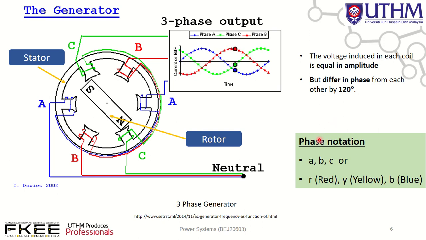For the phase notation, sometimes we use phase A, phase B, and phase C for three-phase. But in some references, they use red (R), yellow (Y), and blue (B). In this case, A phase equals R phase, B phase equals Y phase, and C phase equals B phase, the blue phase. It is the same notation. Some books use ABC and some use RYB, so don't be confused, it's just a notation.